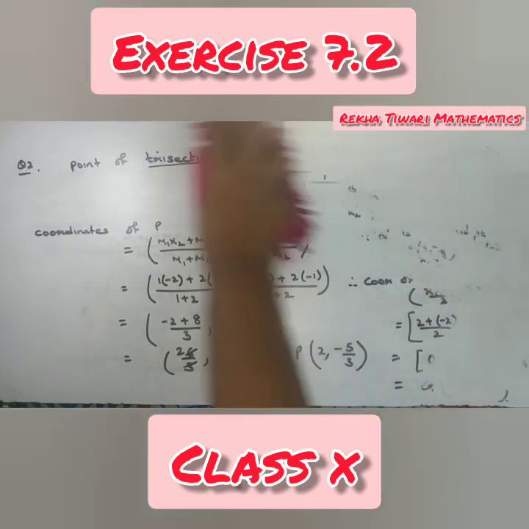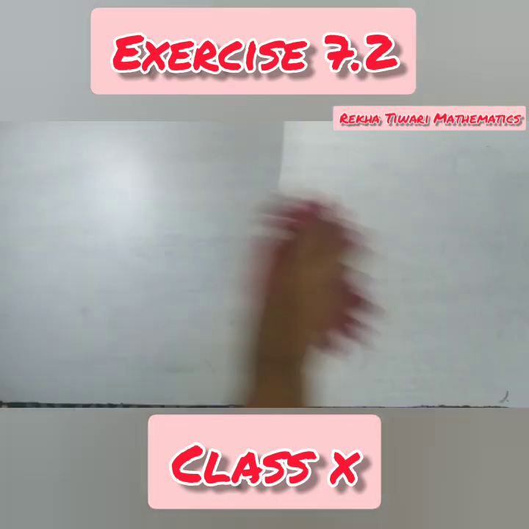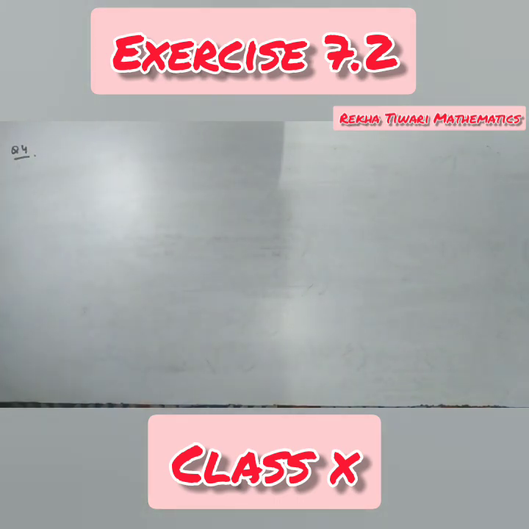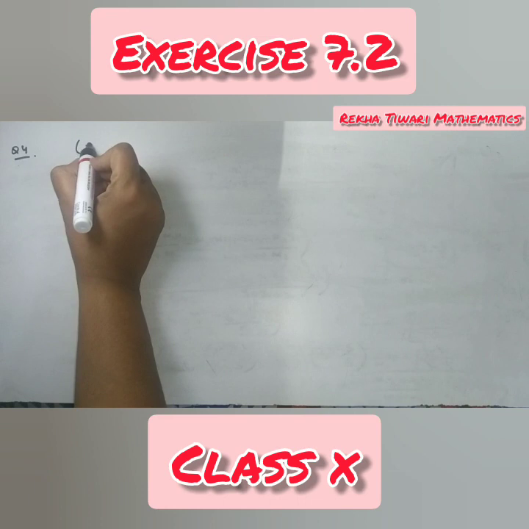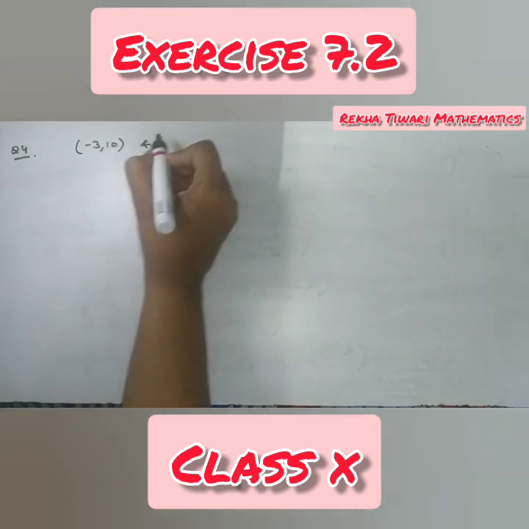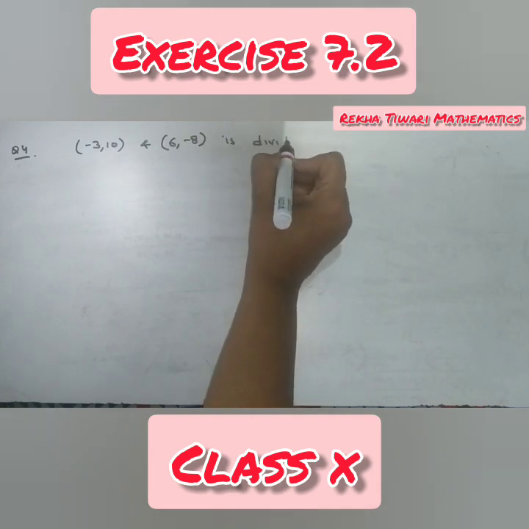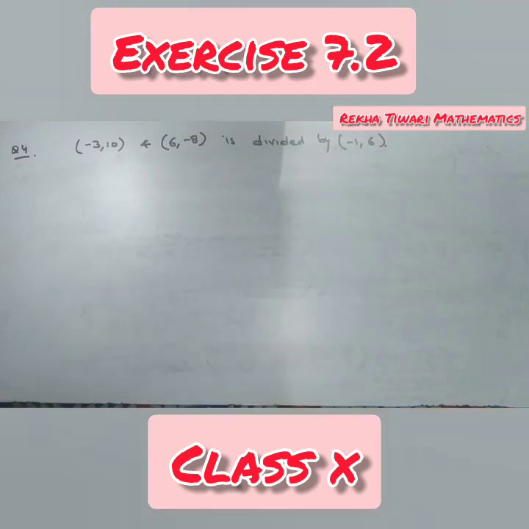Come to question number 4. Question 3 you can try yourself. Question number 4 is: find the ratio in which the line segment joining the points (-3, 10) and (6, -8) is divided by (-1, 6). Find the ratio.